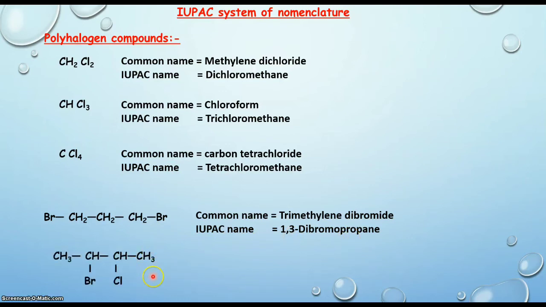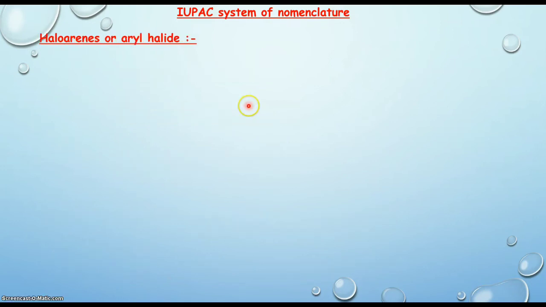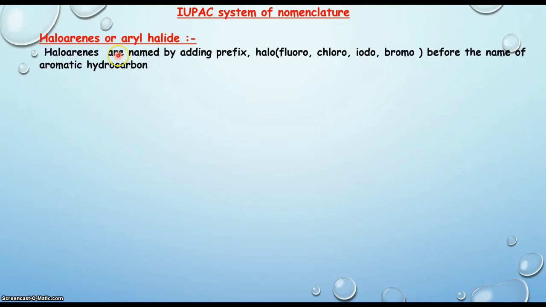The next example is here. You can observe here there are 4 carbon atoms in a straight chain and bromine and chlorine are attached to the straight chain. Here, focusing on the alphabetical order, the bromine comes first. So correct numbering is from the left hand side. So IUPAC name of this compound is 2-bromo-3-chloro-butane.